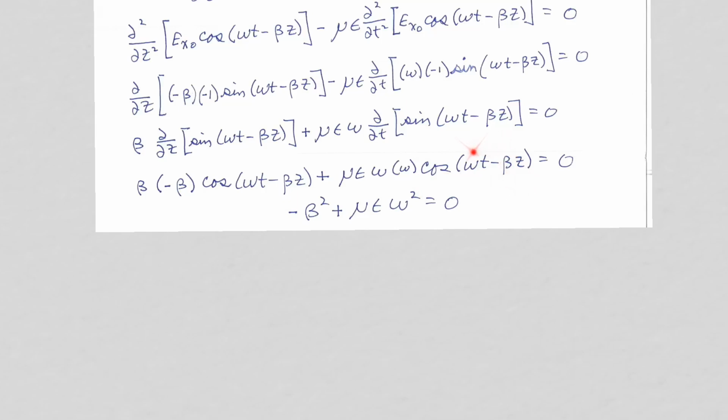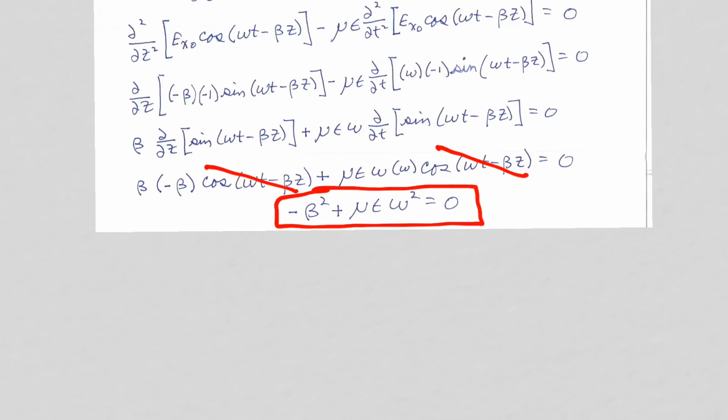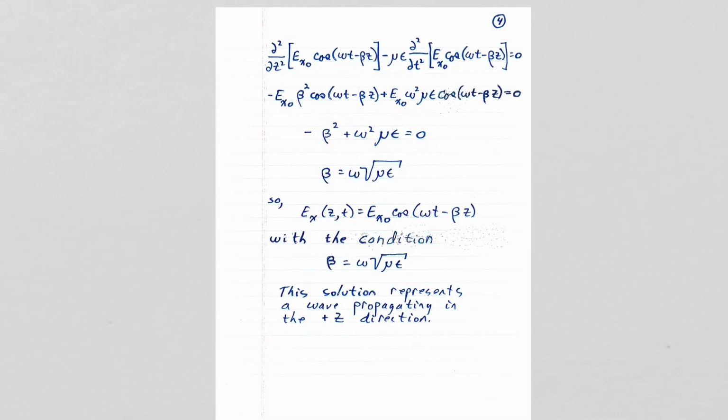So let's divide both sides by cosine of omega t minus beta z, and we get this condition right here, which is the condition for this being the solution of our wave equation. Solving for beta, we see that beta is equal to omega, the square root of the product of the permeability and the permittivity of the material in which our wave is propagating, and that's the condition for which this is a valid solution of Maxwell's equations.